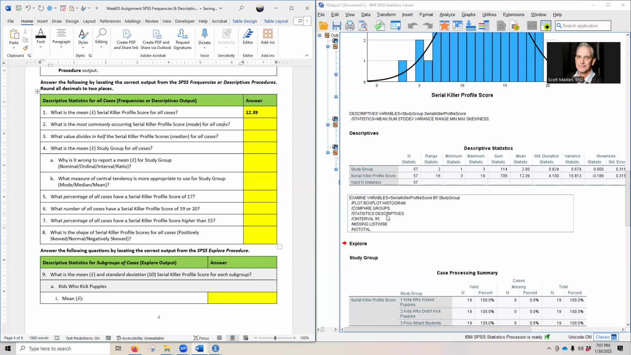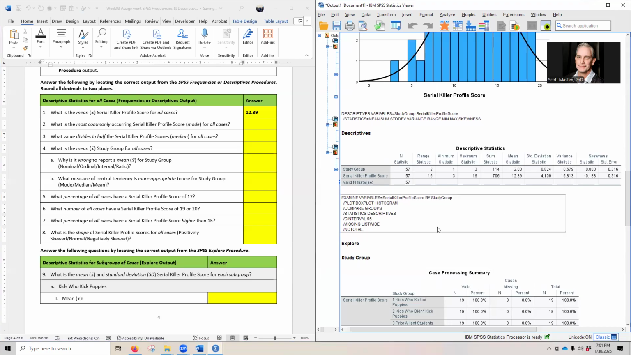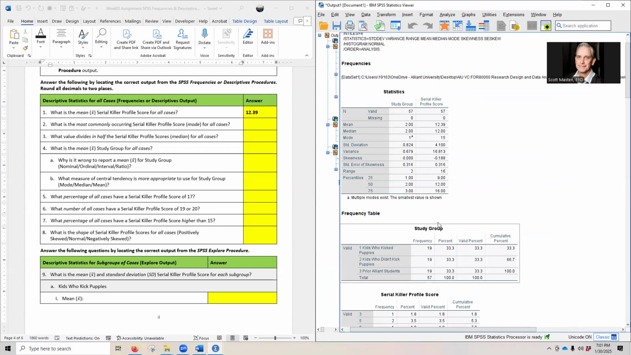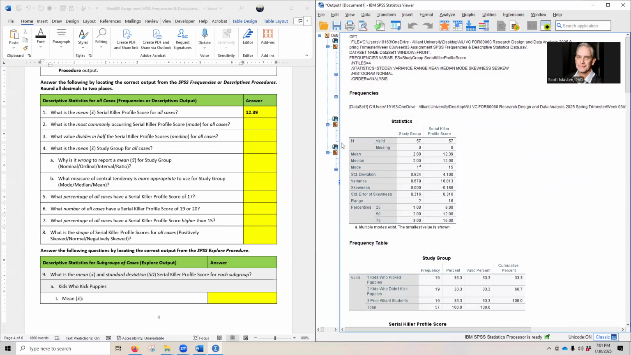What is the most commonly occurring serial killer profile score? That is the mode for all cases. So let me see if that's printed here. I've got to be honest, I don't remember. No. So apparently the only place to get that is up top in the descriptors for the frequencies. So in the descriptors table, go to the row called mode, scooch over to serial killer profile score. 15 was the most common serial killer profile score. Survey says yes.